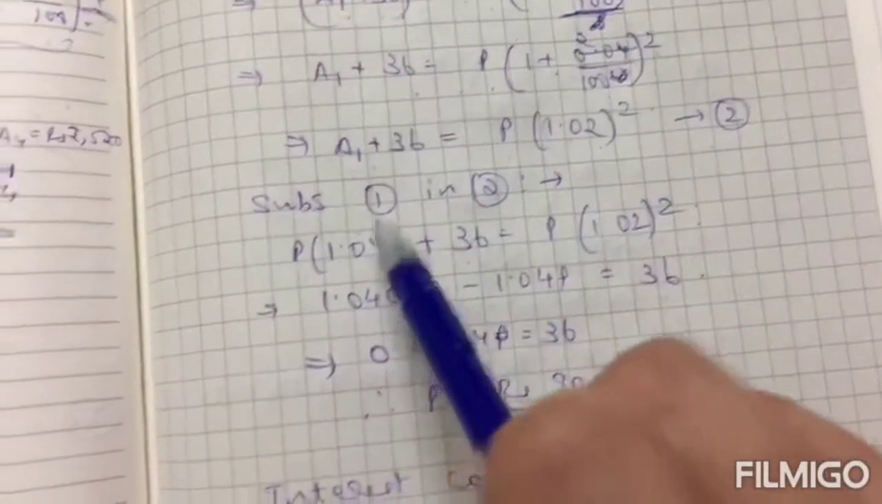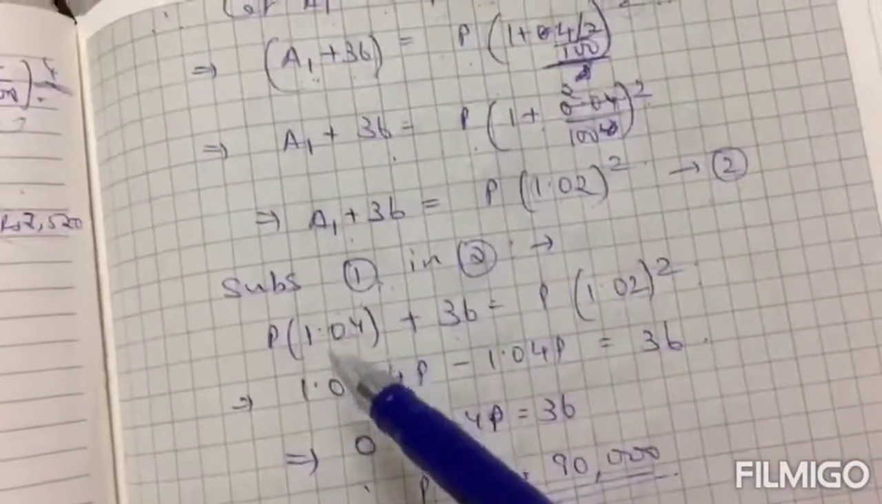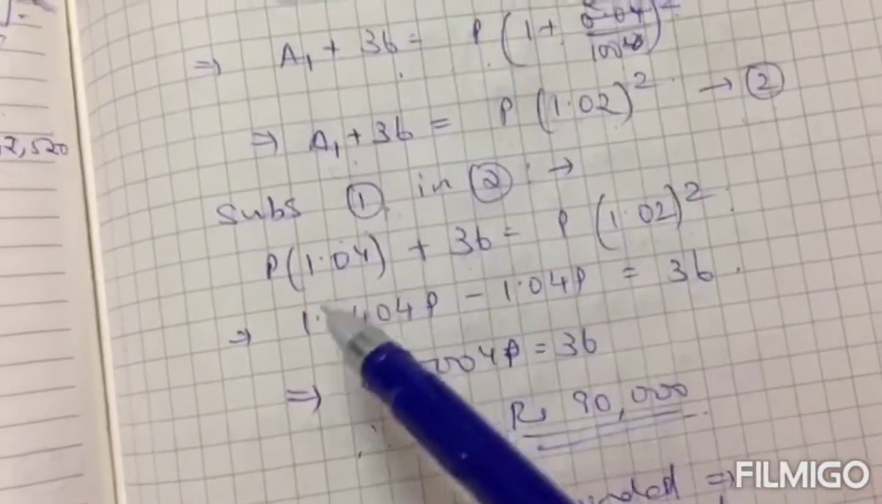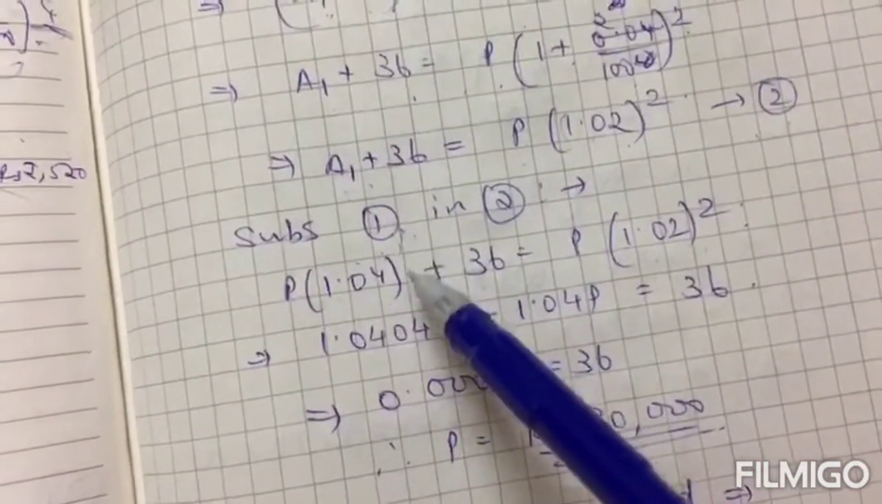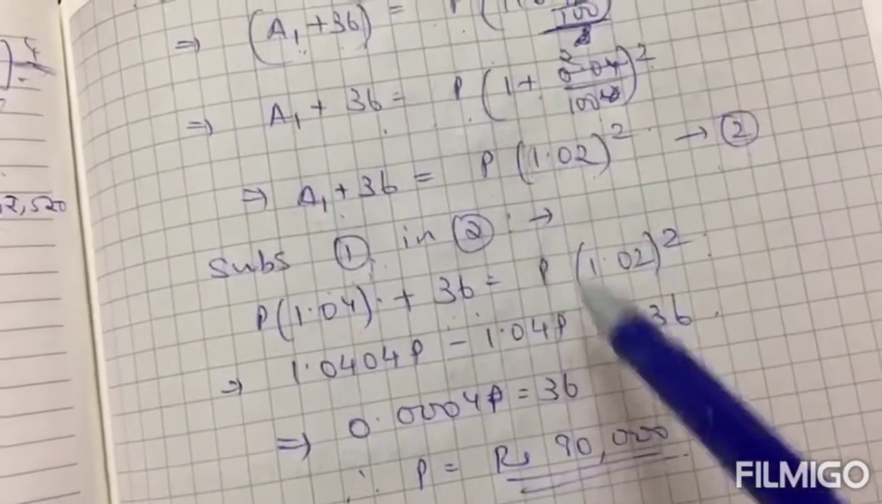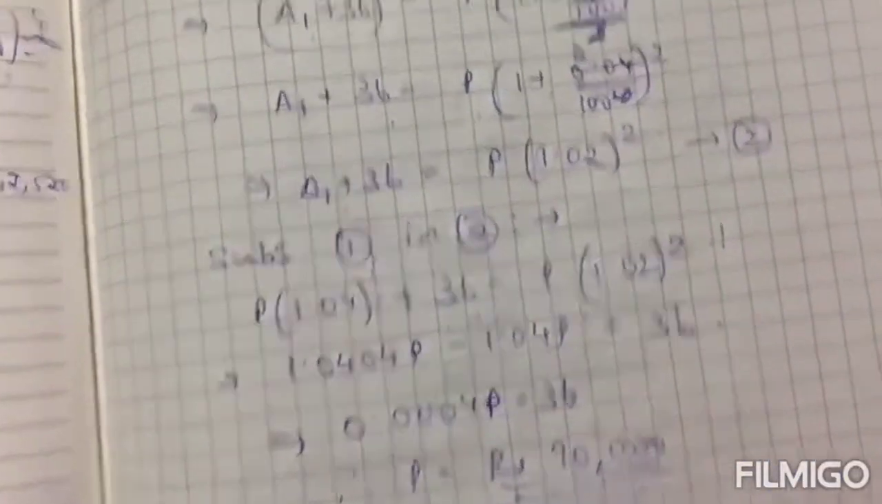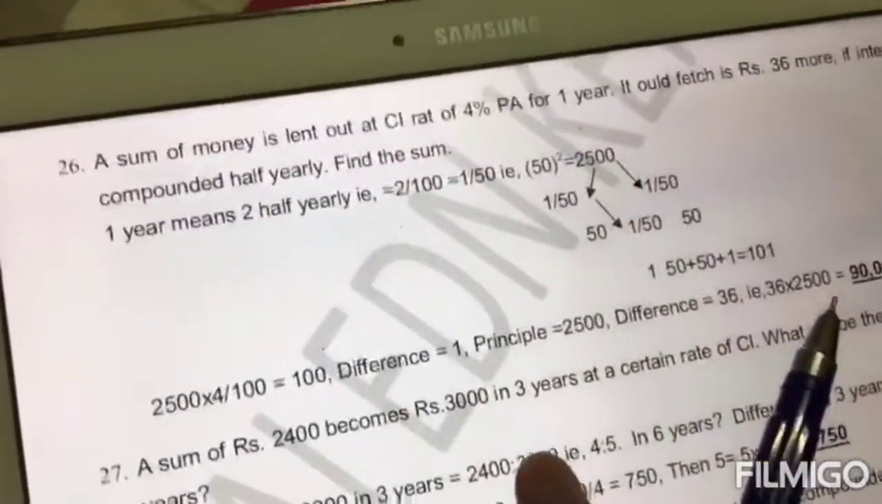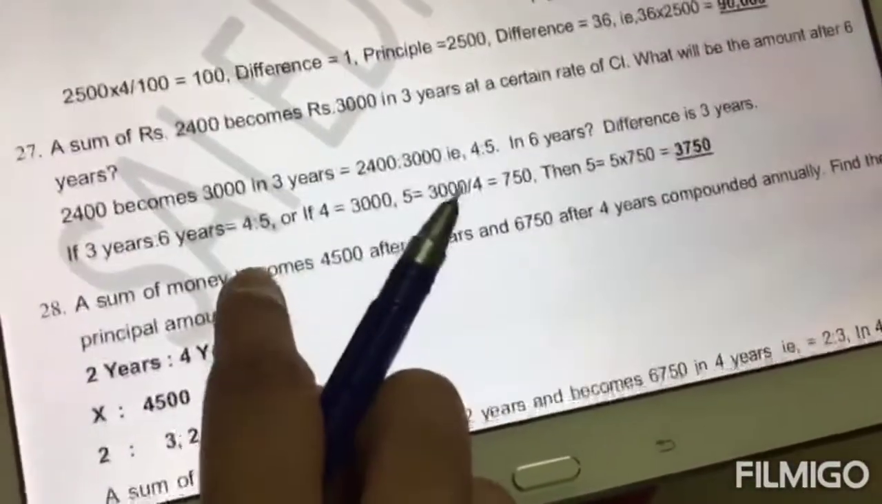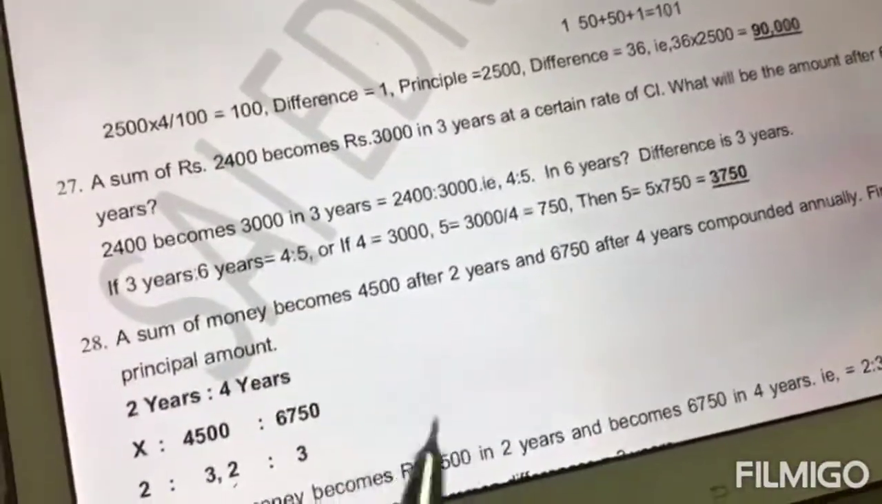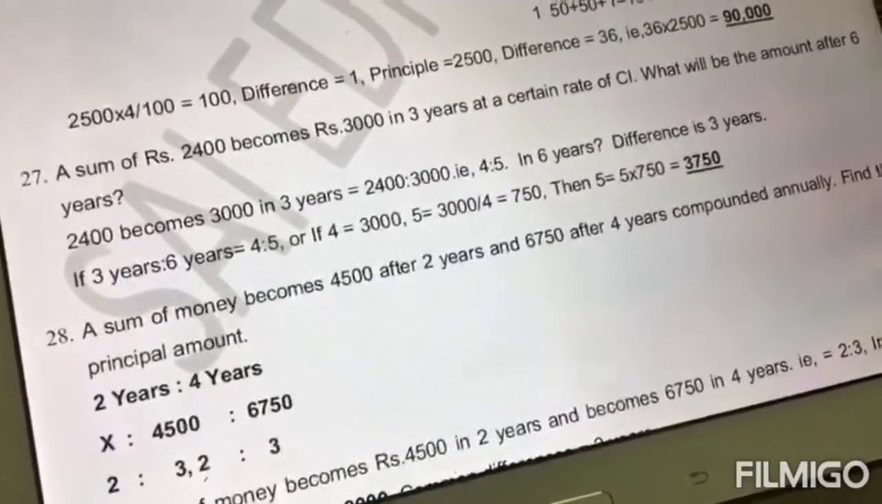Now let's substitute equation 1, which is this, in equation 2. So A1 can be written as P into 1.04 whole raised to 1, plus 36 equals P into 1.02 whole square. When you solve for P, you get 90,000, and that is the correct answer. Got it? I hope it's clear. You'll have to practice in order to get the hang of things.